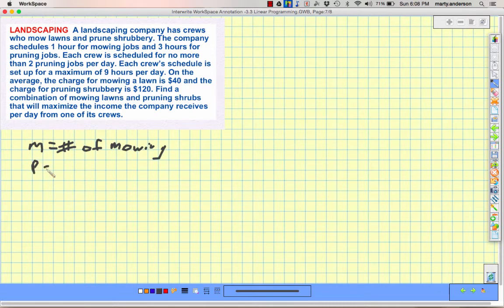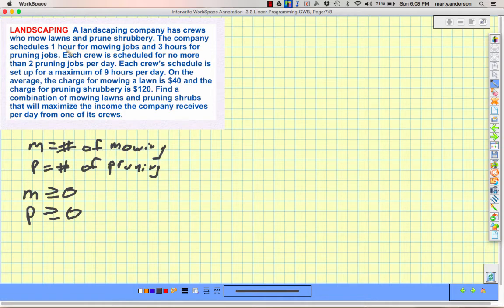And then P, number of pruning jobs. What you've got to remember about these word problems is you're usually just working with quadrant 1. And so I needed to know that M has to be greater than or equal to 0 and P has to be greater than or equal to 0. You can't work a negative number of jobs. You can be a negative type of worker, but you can't work a negative number of jobs.